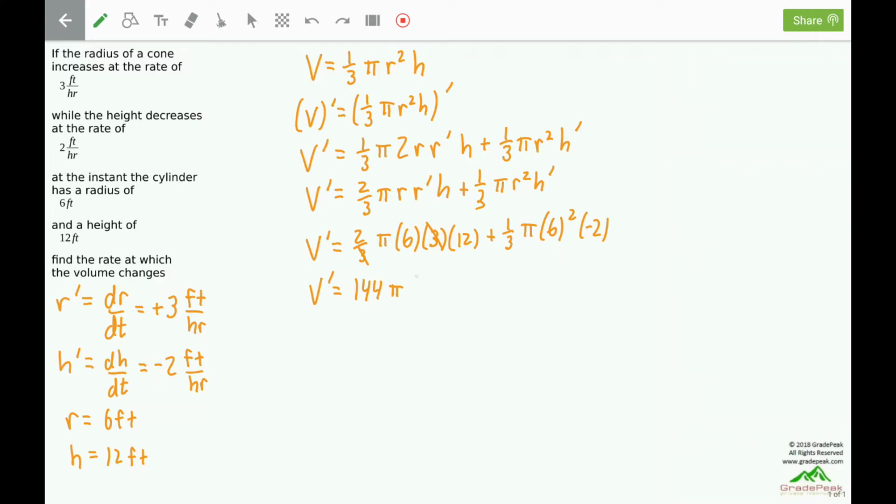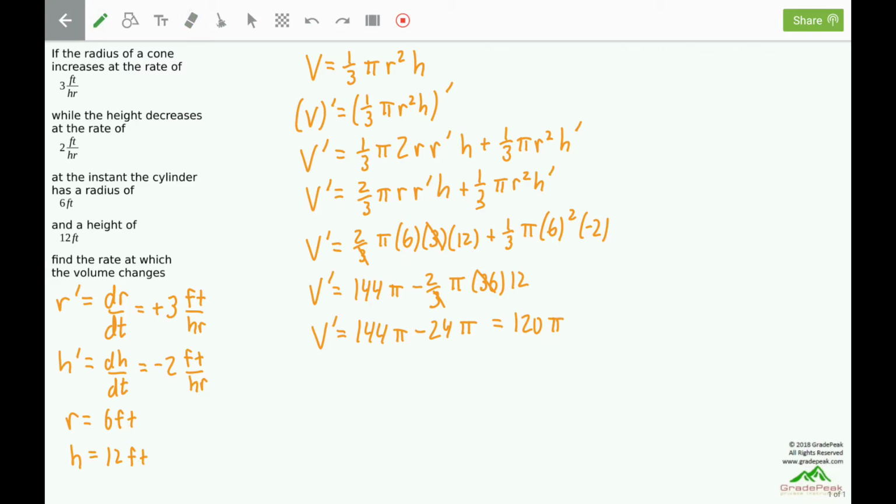The second term will be a -2 that can move out front with the 1/3 and become -2/3. And then 6 squared will be 36, and we also have the pi. The 36 and the 3 can reduce because the 3 is in the denominator, leaving 12. Therefore, v prime will be 144 pi minus 2 times 12, minus 24 pi. We can now combine those together. 144 minus 24 is 120 pi.